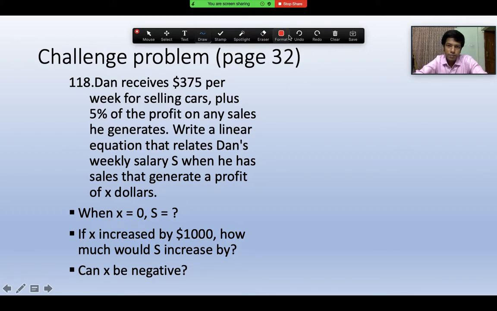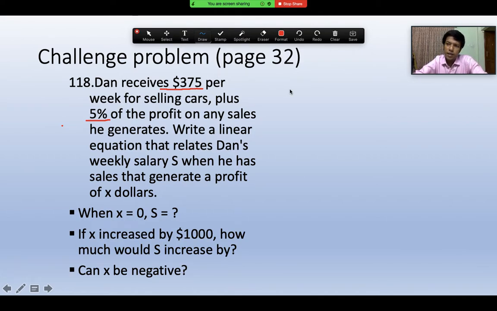Let's look at the math. We have two pieces of information here. First of all, Dan receives this money, and automatically this is a fixed amount, and then he gets a 5% profit on his actual sales. I mean, if he generates some sales, he will start getting 5% of the profit. Let me explain this math in a simpler way first to give you the concept.